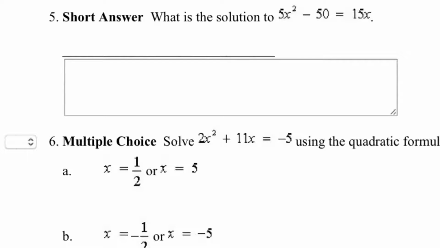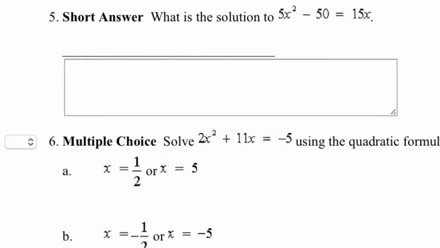Okay, let's look at number 5 now. It says, what is the solution to 5x squared minus 50 equals 15x? Okay, so once again it says, what is the solution? It doesn't say factor. That means you actually have to solve it all the way. Your answer should be something like x equals something, right? So let's look at this. 5x squared minus 50 equals 15x.